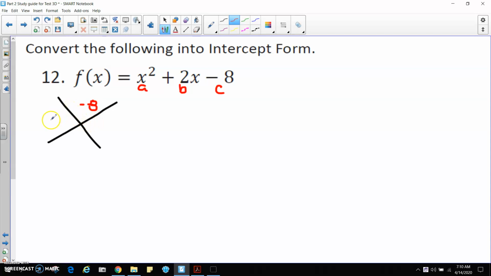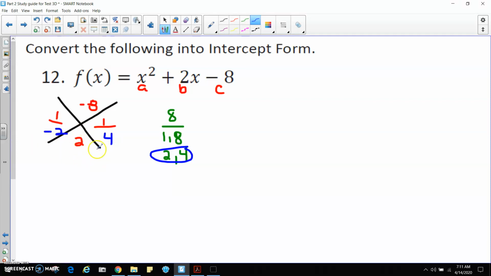For our fractions on top, we do the A, which is 1, and in the bottom of our X is our B, which is 2. Now we're going to factor the 8, which would be 1 and 8, and 2 and 4. Of these factors, we need to multiply to get negative 8 but add to get a positive 2. So the ones we will choose will be 2 and 4. In order to get a negative 8, one has to be negative. In order to get a positive 2, the 4 has to be positive, and the 2 must be negative.